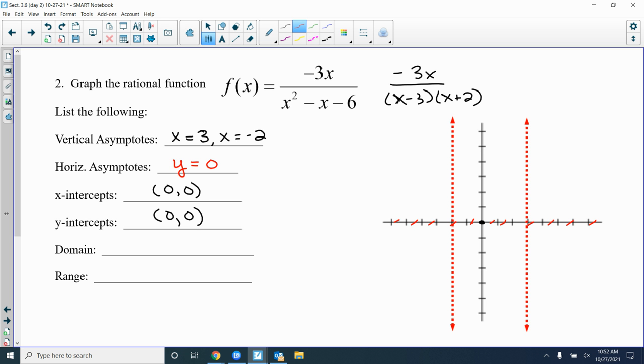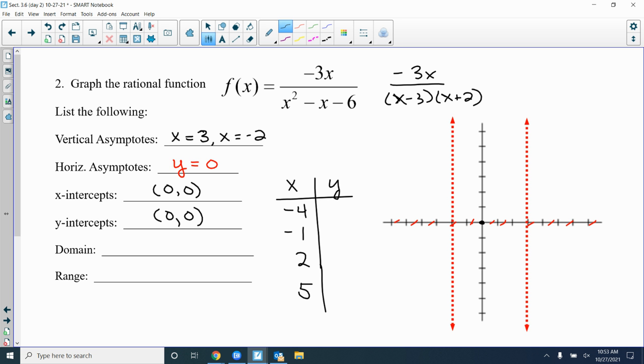All right, between and beyond, I got to pick some points. The furthest point on the left is a vertical asymptote at negative 2. I need something beyond it. Negative 4. In between negative 2 and 0, I need a point. Negative 1. In between 0 and 3, I need a point. You can pick 1 or 2. It doesn't matter. I'm going to pick 2. And I need something beyond 3. I'm going to pick 5.